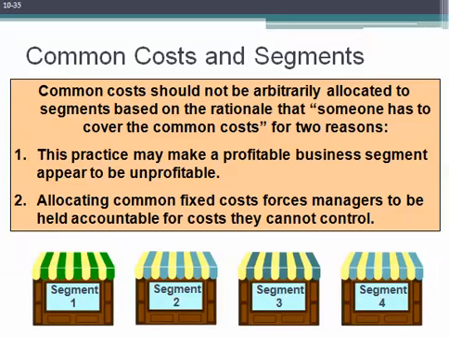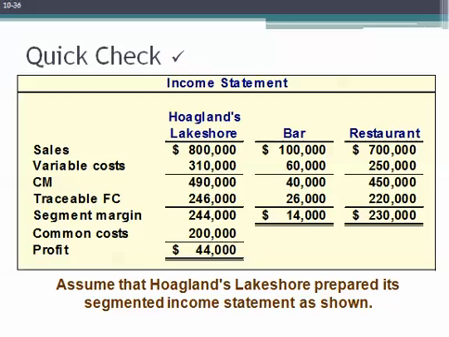Common costs should not be arbitrarily allocated to segments based on a rationale that someone has to cover the common costs, for two reasons. First, the practice might make a profitable business segment appear to be unprofitable, particularly if that segment is eliminated and the revenue lost may exceed the traceable fixed costs that are avoided. Second, allocating common fixed costs will force managers to be held accountable for costs that they can't control. Let's go ahead and look at an example.